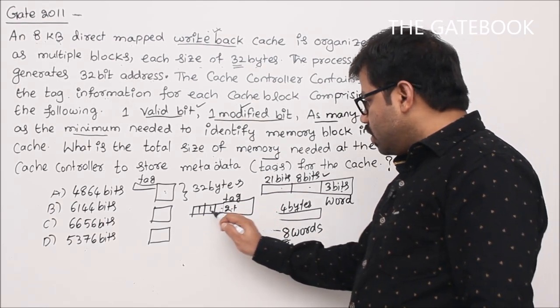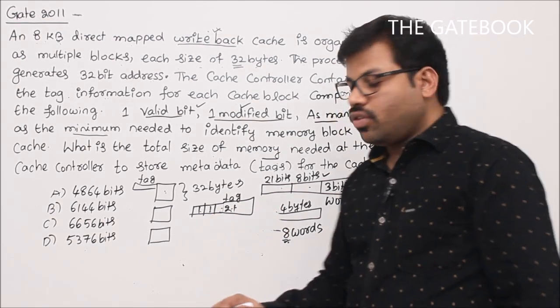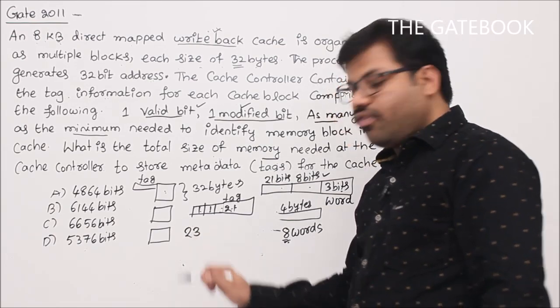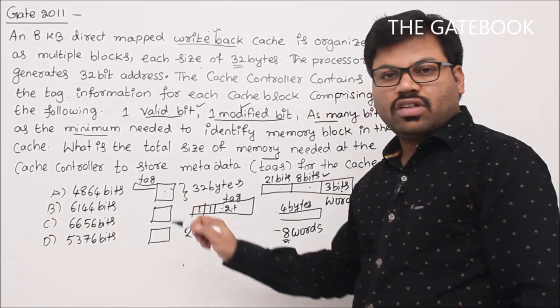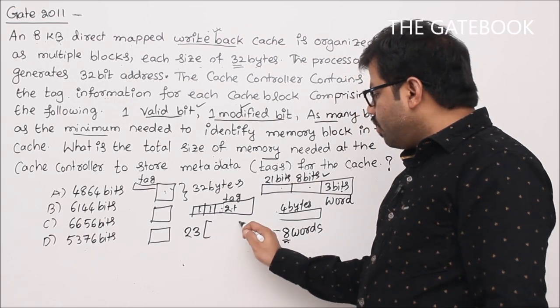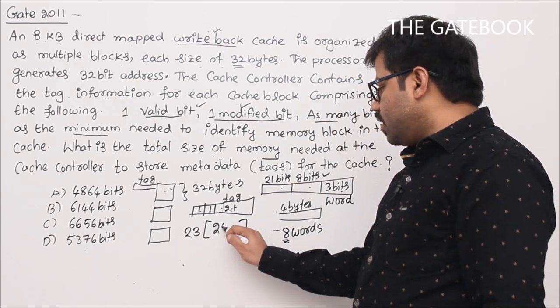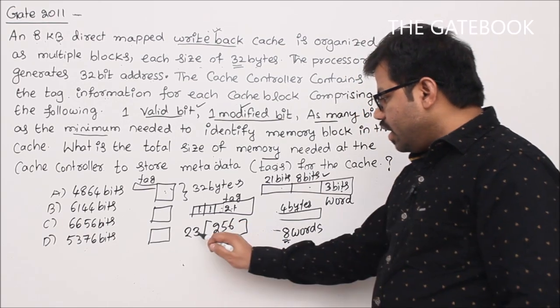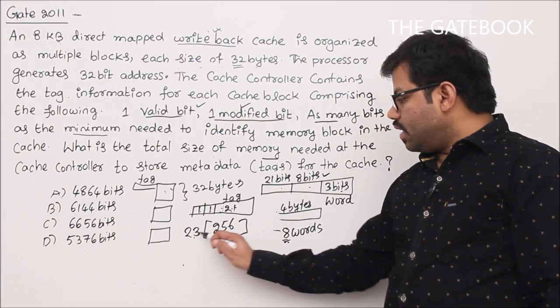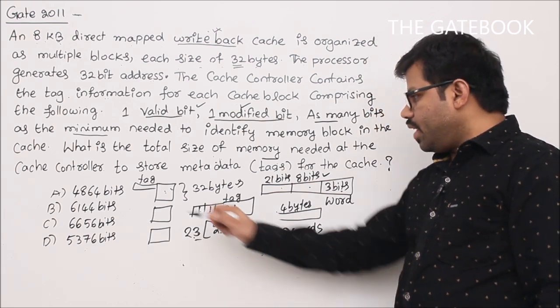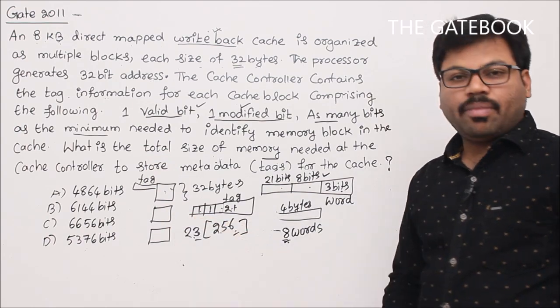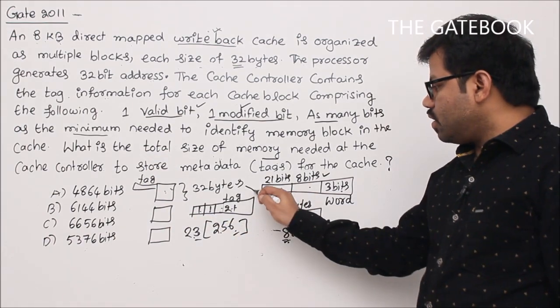21 plus 1, 22. 22 plus 1, 23. So finally 23 bits of meta information for each cache block. How many such cache blocks do we have? We know that already, 256. So the answer would be 23 into 256. See, 3, 6, 8 in the last digit, it's supposed to be 8 in the options, but nothing is matching. That means this method is wrong.